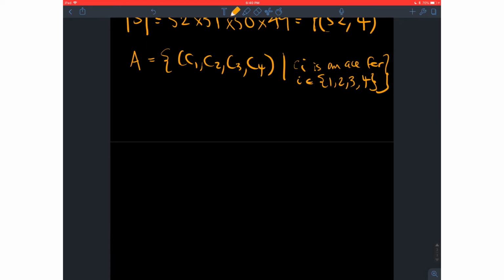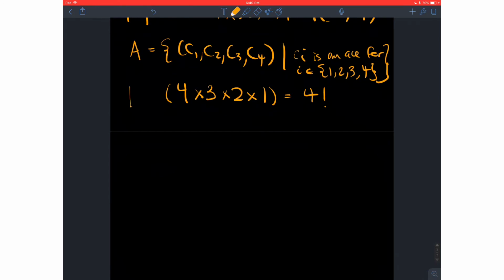But this is actually quite easy. How many ways do you have of drawing the first ace? Well, there are 4 aces, so you have 4 choices for the first ace, and then 3 choices for the second ace, and 2 for the third, and for the final one, there's only 1 possibility. That's just 4 factorial, which is the number of permutations of a set of size 4. Okay, great. So that's going to be the cardinality of A.